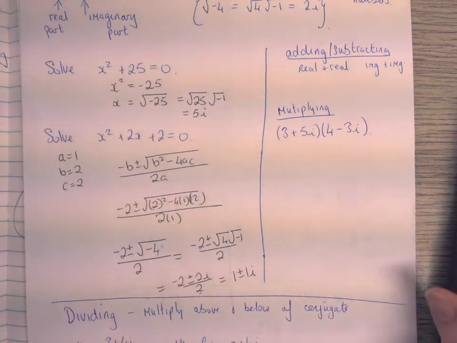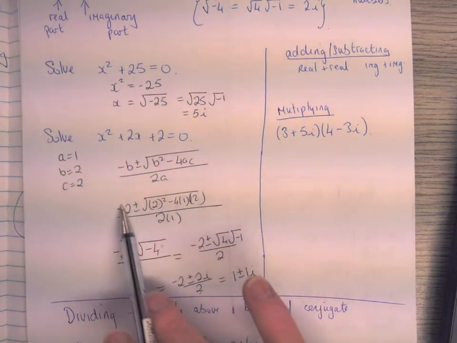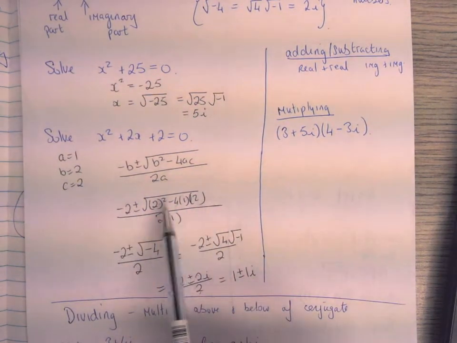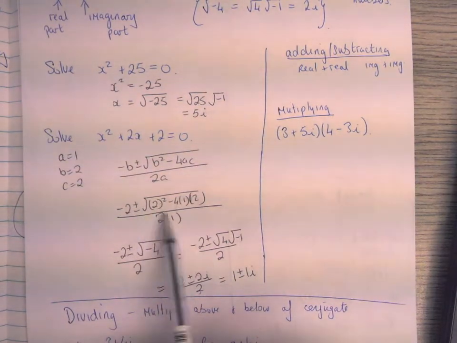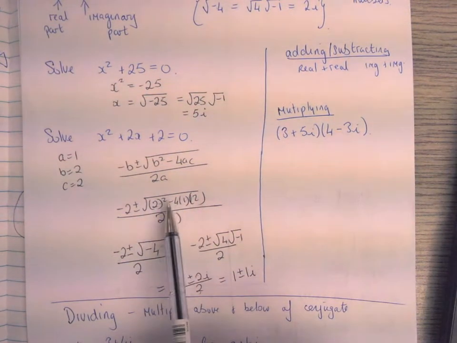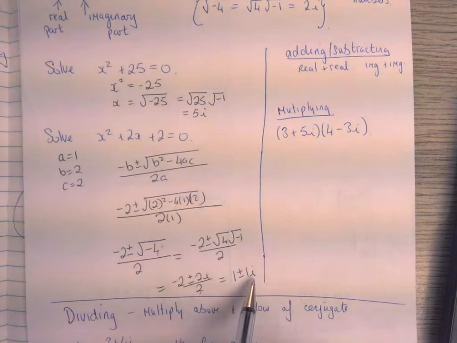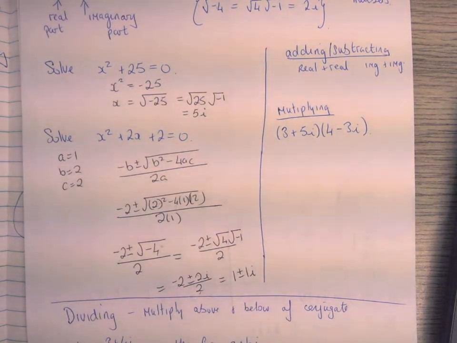So if you had tried to put this into your calculator, it would have given you an error. If ever you're doing the minus b formula and it gives you an error, it means that there's a minus under the root. Just do the bit under the square root yourself and figure out what the number is, and then you'll be able to apply complex numbers. Okay?